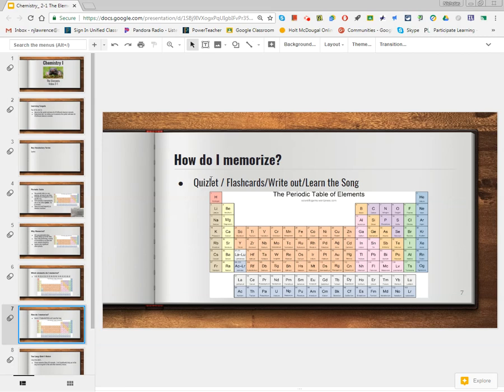You can use Quizlet. We will make flashcards in class, which means you need to bring in 45 index cards. You can write them out. I will have blank periodic tables that you can use to spatially help you memorize where these elements are located. And then one awesome way that a lot of kids seem to like every year is the YouTube videos or learning the song.